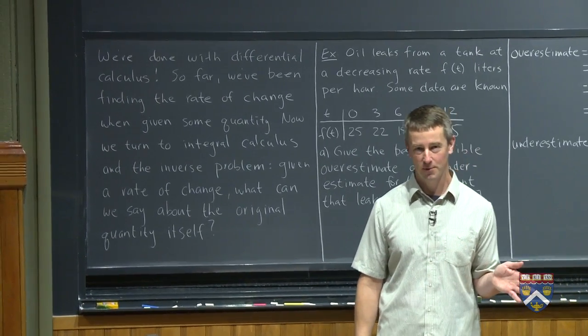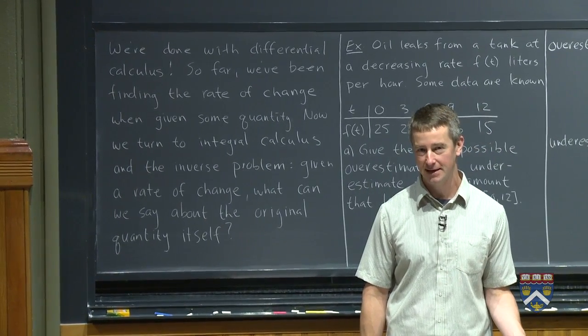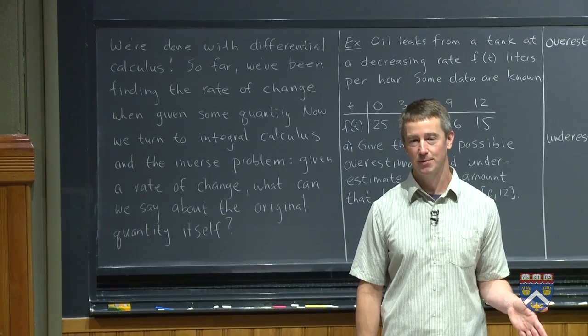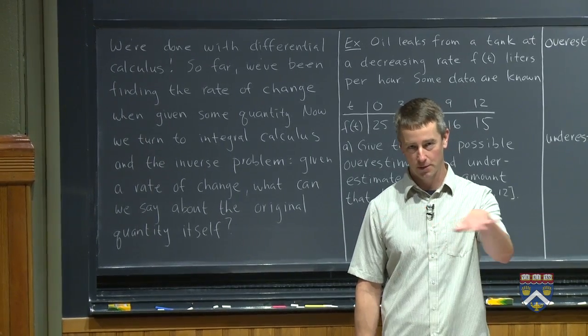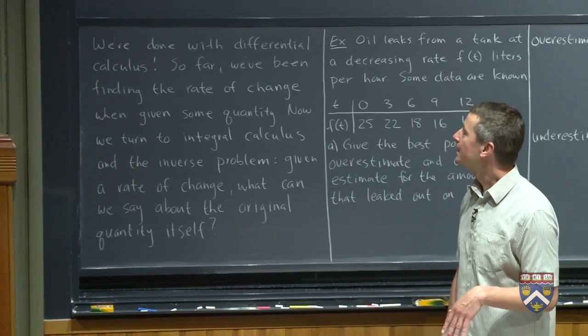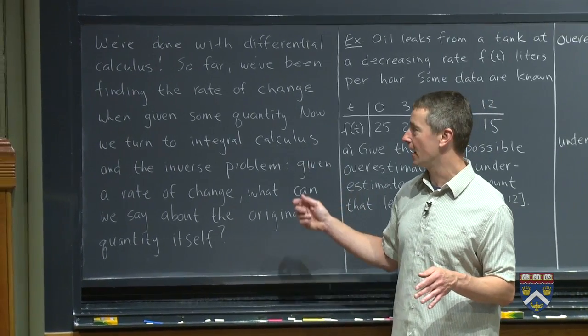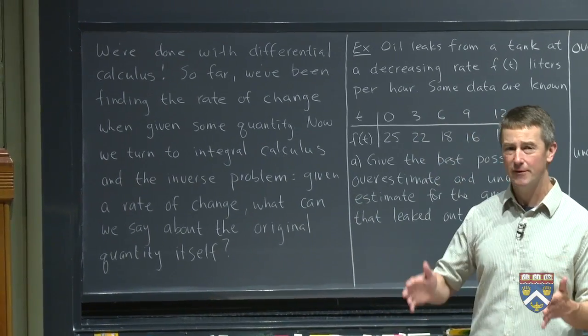Whether we were finding the slope of a curve, whether we were doing a local linearization, even those optimization problems like we did last time, that's really what we were doing. We were trying to find those cases where the rate of change was 0. Now, we're going to turn to integral calculus and the inverse problem.